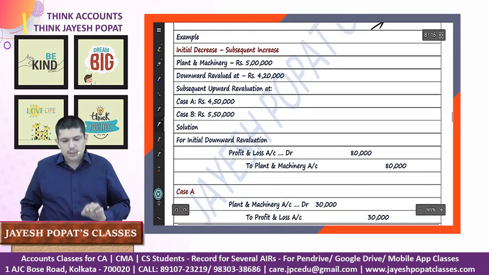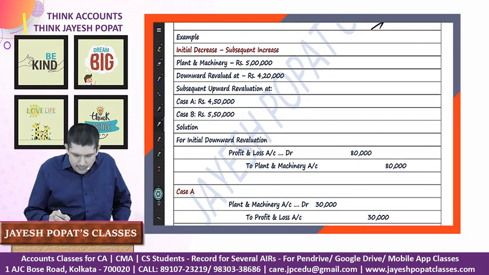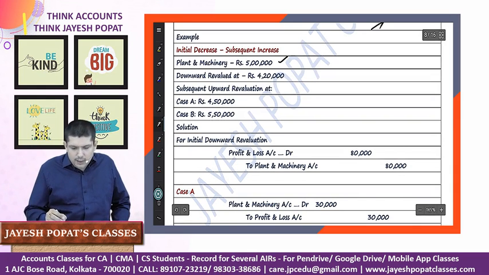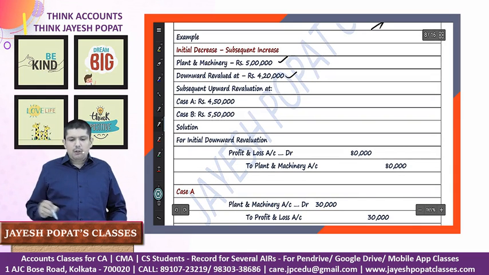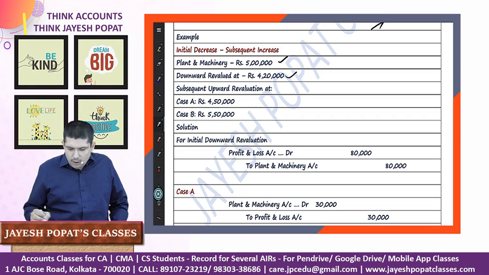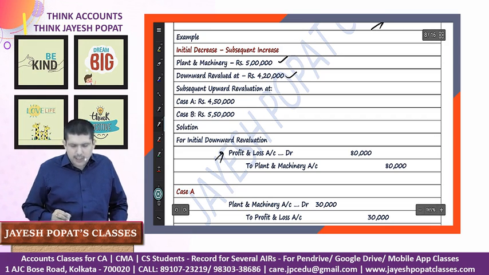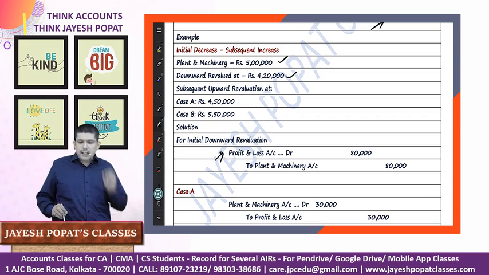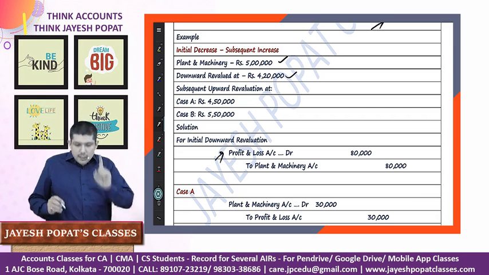And in the same analogy, let's say the plant and machinery is at 5 lakh, we do an initial downward revaluation to 420, right? So there's a loss of 80,000. This loss will directly go to the statement of profit and loss. Our entry will be profit and loss account debit 80,000 to plant and machinery 80,000.